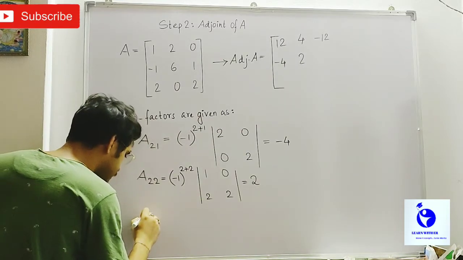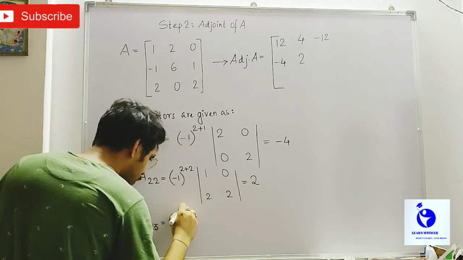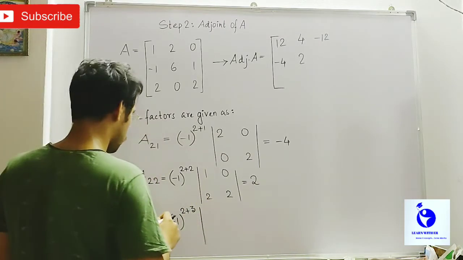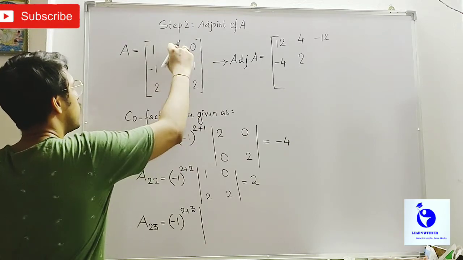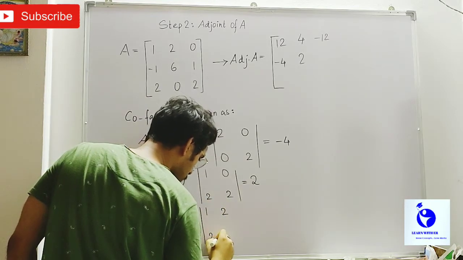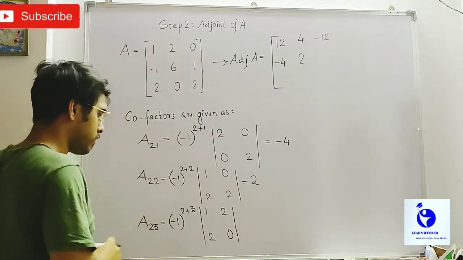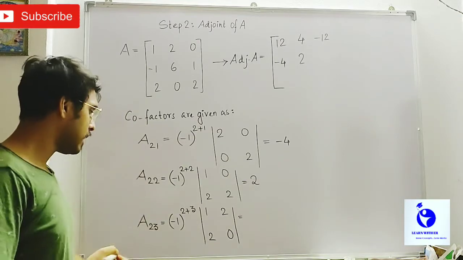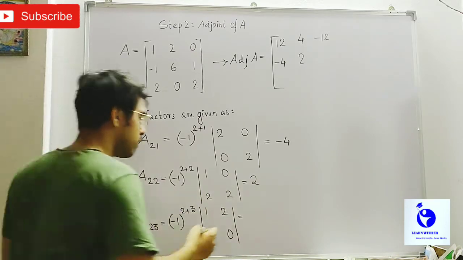Next, A23. So it will be minus 1 to the power of 2 plus 3 and we are going to write the minor. So minor of this one, second row, third column. Minor of this one will be 1, 2, 2, 0. We need to cut this one and this one. So 1, 2, 2, 0. So the answer to this one will be, so this will be minus 1 to the power 5, which is minus 1. And this will be 1 into 0, that is 0, minus 4. So it will be minus 4 and multiplied with minus 1 will give me 4.